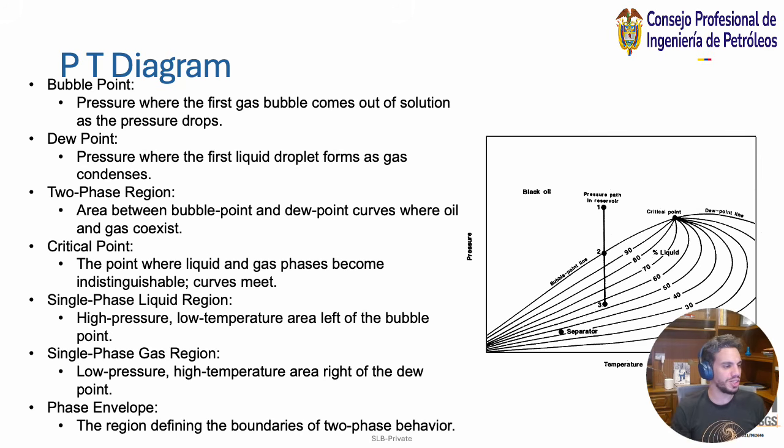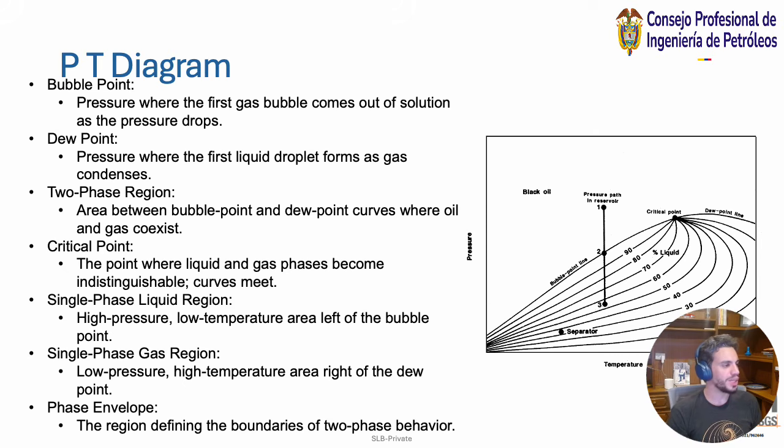But let's go through the definitions. The bubble point is the pressure where the first gas bubble comes out of solution as the pressure drops. You can see that at point 2, basically. That's the bubble point line. And then the dew point is the pressure when the first liquid droplets form as gas condenses. So it's kind of the other side of that envelope.